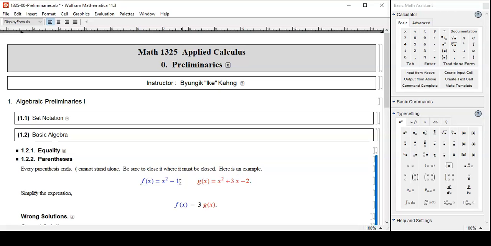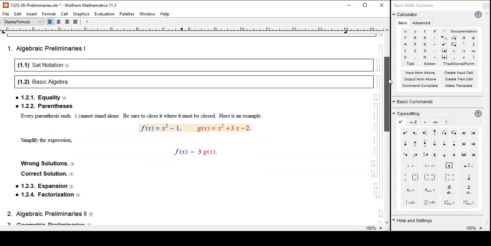That's one phrase. g of x is x squared plus 3x minus 2. That's another phrase. And I'm going to substitute f of x as x squared minus 1, and substitute g of x into this phrase, x squared plus 3x minus 2. So whenever you use substitution, put parentheses in there. Whenever you do that.